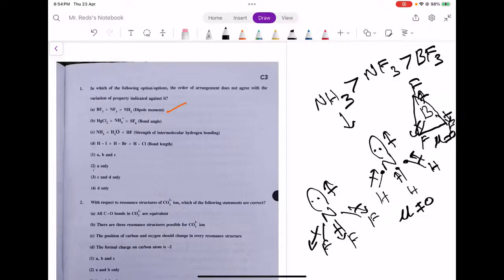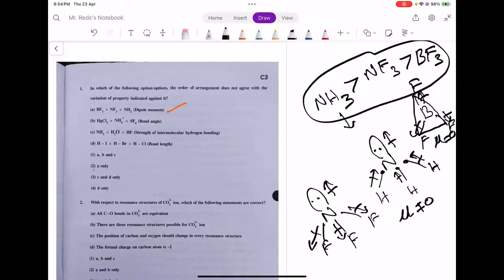So NH3 has a greater dipole moment than NF3. NF3 has a lesser dipole moment, not 0. NF3 has a certain dipole moment that will be very less. BF3 dipole moment is 0. This is the correct order of dipole moment of the molecules. But here the first option says BF3 greater than NF3 greater than NH3. This option is wrong, meaning it does not agree with the variation of property against it.